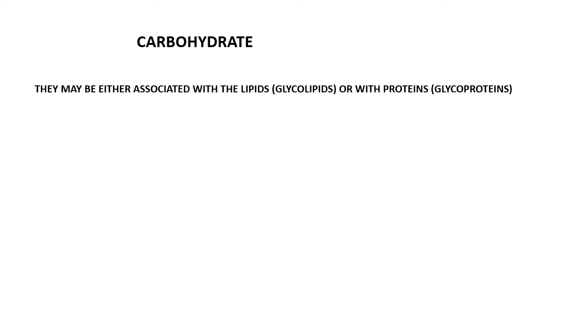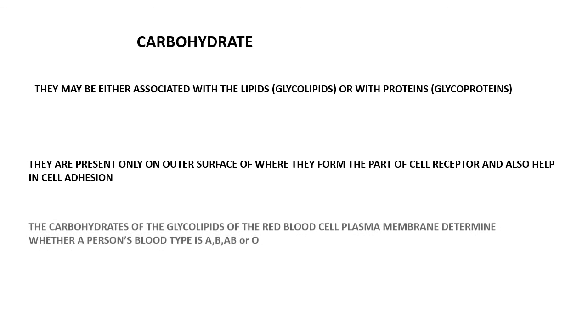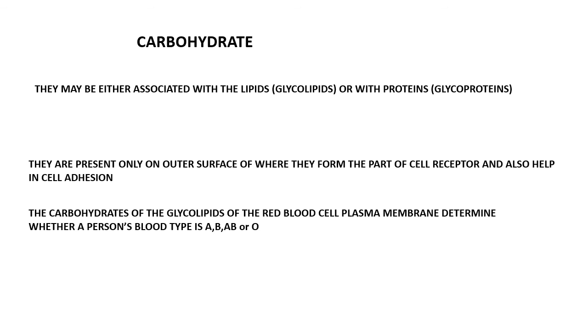Another important component is the carbohydrate. They may be either associated with lipid as glycolipids or with protein as glycoproteins. They are present only on the outer surface where they form part of cell receptors, and also help in cell adhesion and cell signaling. The carbohydrate of the glycolipids of the red blood cell plasma membrane determines whether a person's blood would be type A, B, AB or O. So blood typing depends upon the type of carbohydrate present on the cell membrane of RBCs.